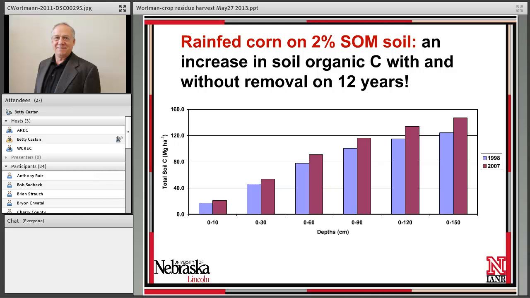With the rain-fed site, like I said, it's rather marginal. It was eroded in the past, only 2% organic matter, which at least for this part of the state is low. Western Nebraska, it's not low. But there they found an increase in organic matter. The grayish blue bar is from 1998, and the maroon bars are from 2007. So at the 0 to 10 centimeter, or that is the 0 to 4 inch depth, we see that there was a gain in organic matter. But when we look at the full 5-foot depth, from 0 to 5 feet, we see it's a gain. So there, even with removal, they're getting a gain in organic matter.